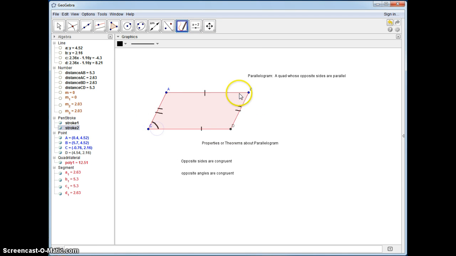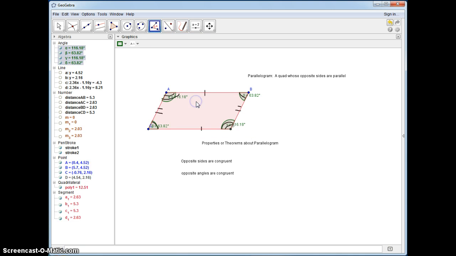This angle is equal to this angle, and similarly, this angle right here is going to be congruent to this angle. Well, because I created my parallelogram in the counterclockwise direction, I just click on the angle button, see that's true. 116, 116, 63.82, 63.82. And this is a construction, so if I move the vertices, this will always be true.